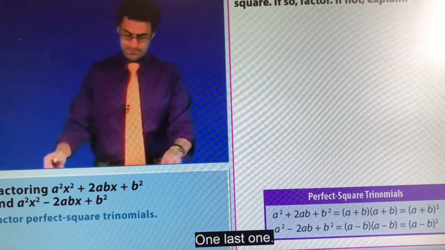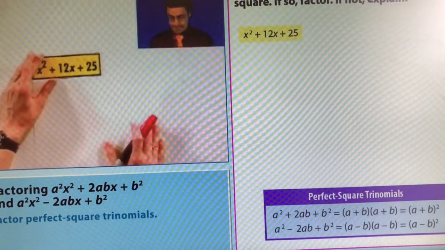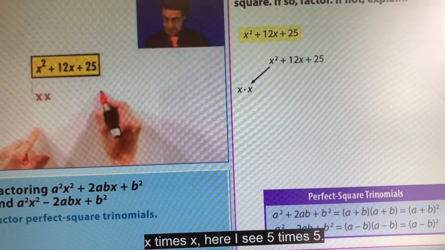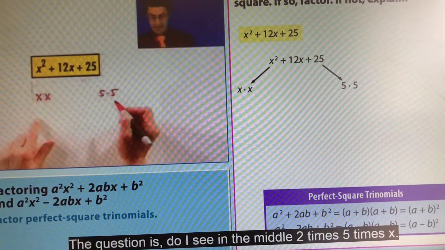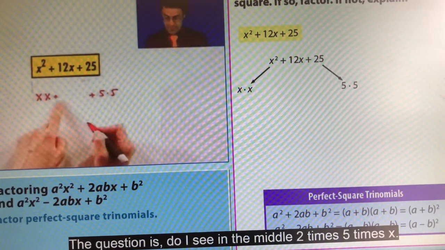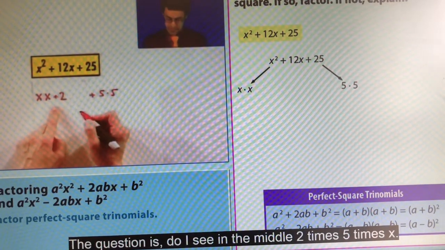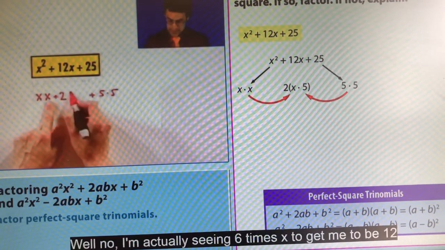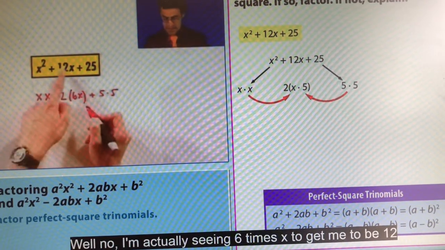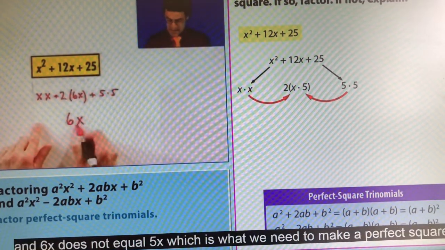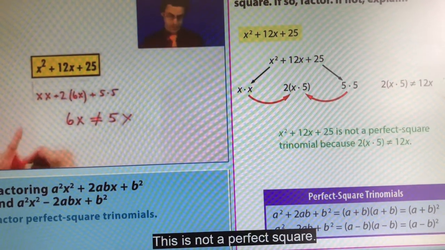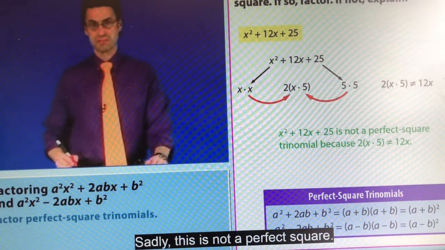Okay, you asked for it, you got it. One last one. Let's see if this is a perfect square. x times x, here I see 5 times 5. The question is, do I see in the middle 2 times 5 times x? Well, no, I'm actually seeing 6 times x to get me to be 12, and 6x does not equal 5x, which is what we need to make this a perfect square. This is not a perfect square. Sadly, this is not a perfect square.